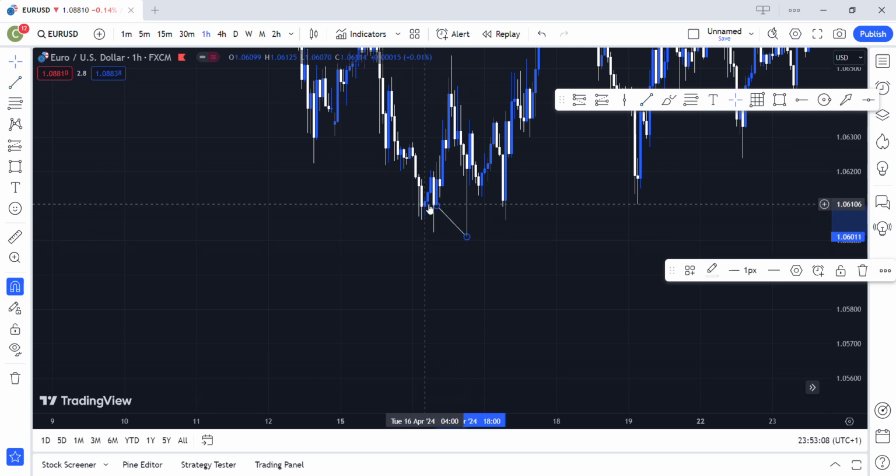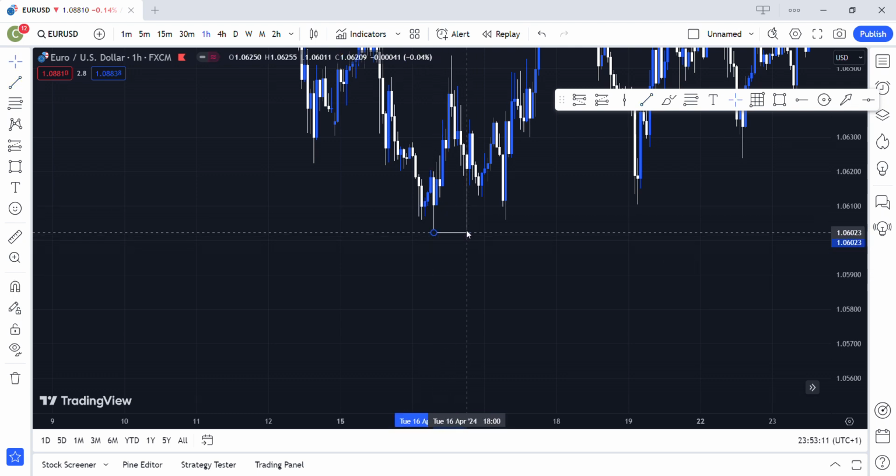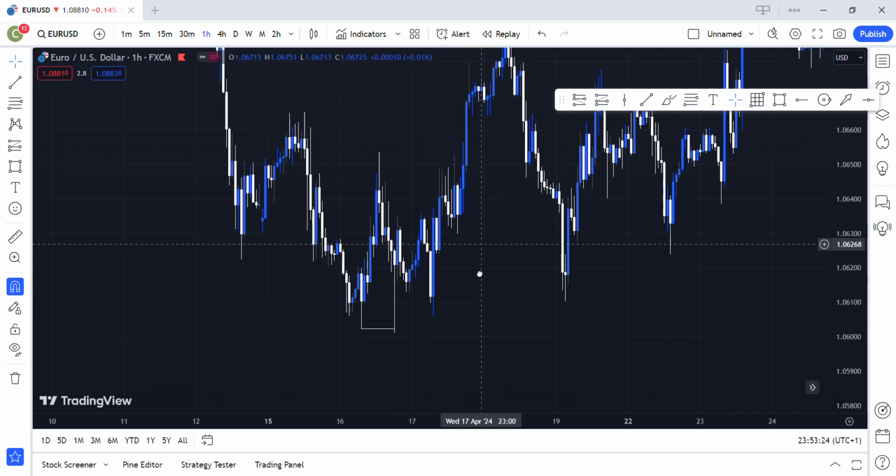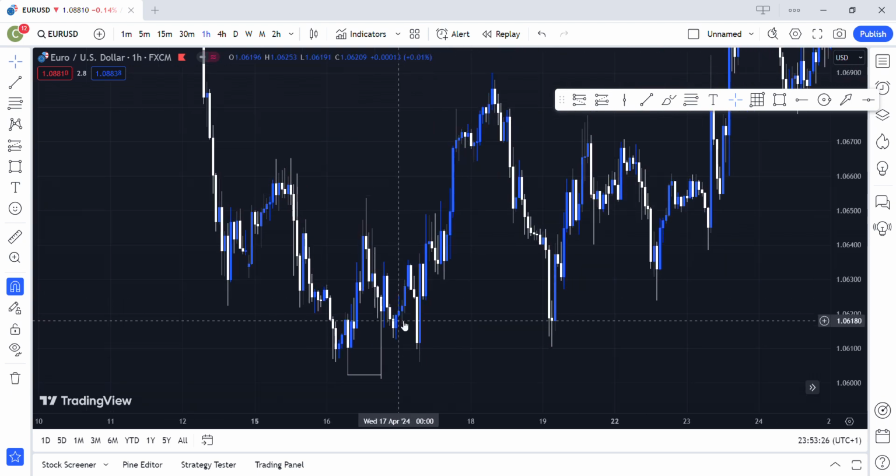So as you can see, yet again, all a sweep is, is a low being taken out and preferably wicked in the higher time frame, but you might not be able to see that easily. But you want a low or high to be taken out and then instantly you want to push in the opposite direction. You want a reversal straight away. That will show that the momentum is in your favour if you're biased towards that reversal.